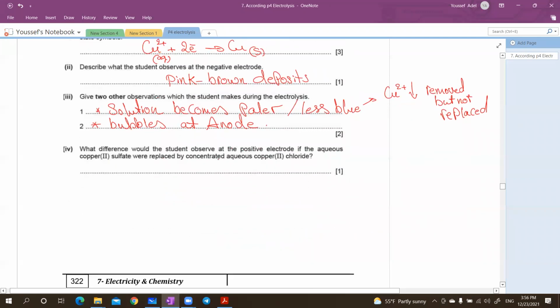What difference would the student observe at the positive electrode if the aqueous copper sulfate was replaced by concentrated copper chloride? So the difference is that there will be green gas instead of the colorless gas, because the chloride ions will be discharged at the positive electrode. So green gas would be seen at the anode.